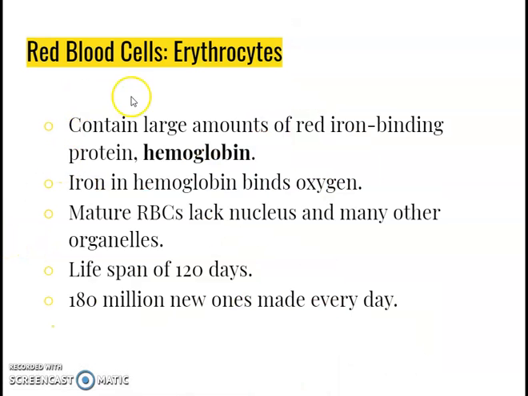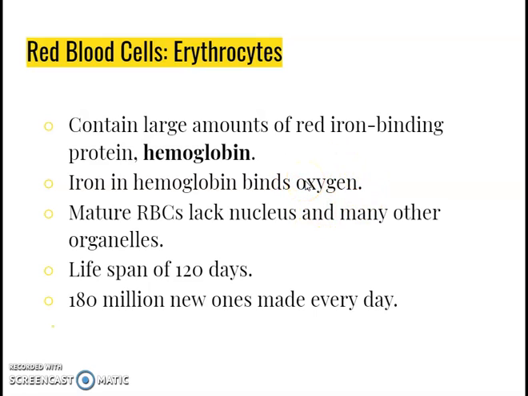So if we look at red blood cells, sometimes you'll hear the word erythrocytes. Basically, the job of red blood cells is to transport oxygen and get rid of carbon dioxide. So the way it transports oxygen is because each red blood cell contains this protein called hemoglobin. And hemoglobin has iron in it, and that iron can bind to oxygen. So the hemoglobin is the protein in red blood cells that binds oxygen.